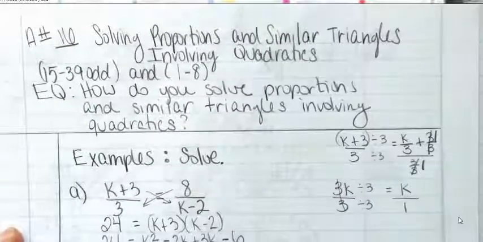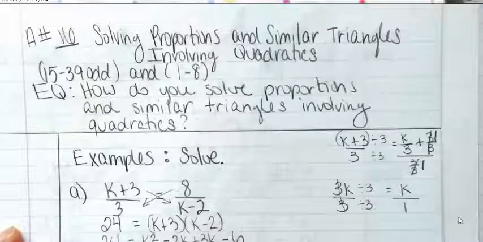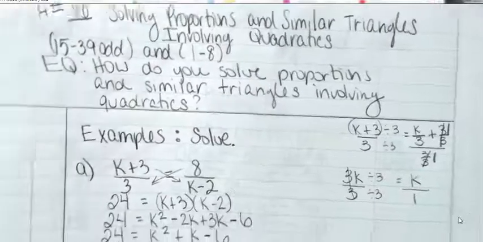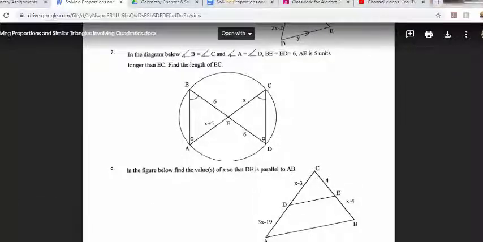So I've been asked to do a couple of problems from the Solving Proportions and Similar Triangles Involving Quadratics worksheets. And this comes off of the second worksheet. My worksheet has a bunch of stuff written all over it. I just got these out of the assignments link on my website. And here's number 7, and here's number 8. The first thing I'm going to do is draw the diagrams because I don't have a clean sheet.